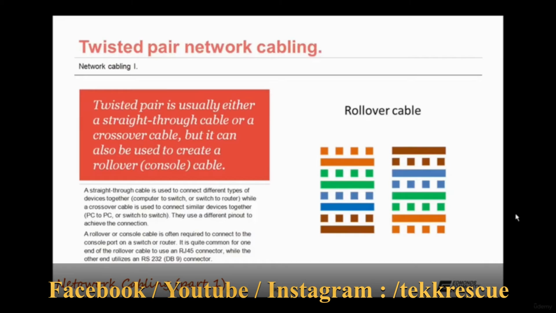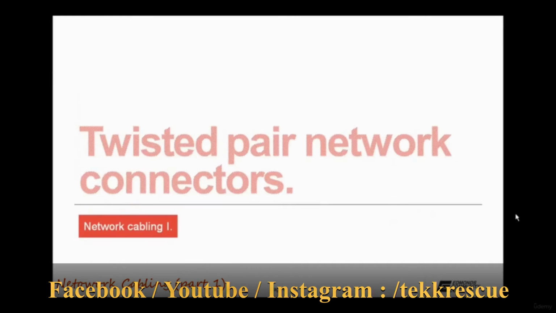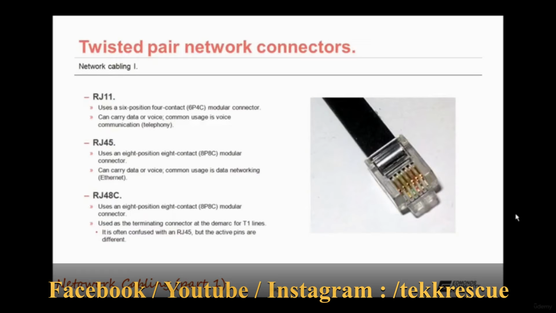A rollover or console cable is often required to connect to the console port on a switch or a router. It is quite common for one end of the rollover cable to use an RJ45 connector, while the other end utilizes an RS232, also called a DB9 connector. So now that I've mentioned those connectors, let's go on to twisted pair network connectors. And we're going to begin with the RJ11.